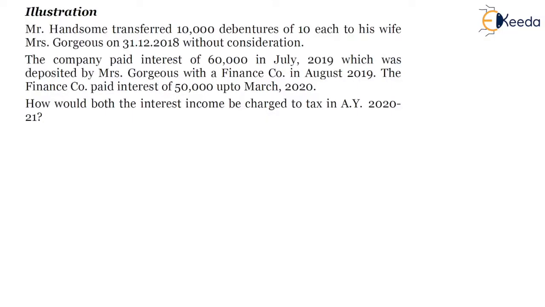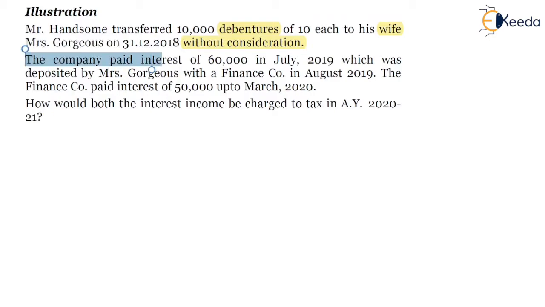Now friends, starting with the illustration. Mr. Handsome transferred 10,000 debentures of 10 each to his wife, Mrs. Gorgeous, on 31st of December 2018 without consideration. So an asset has been transferred by an individual to the spouse without adequate consideration. So here section 64, subsection 1, clause 4 will be applicable, right? Debentures have been provided to his wife, and that too without consideration. So, applicability of the clubbing provisions.